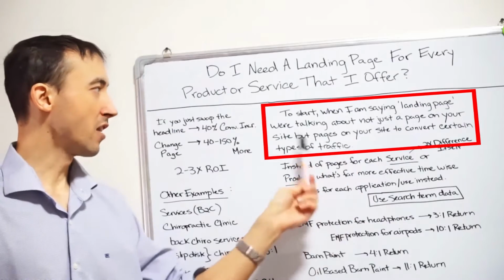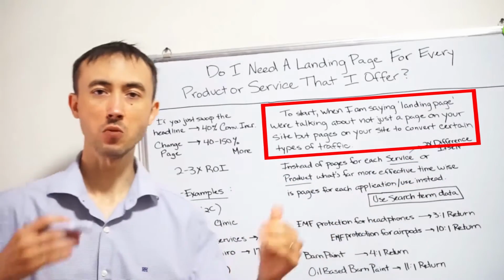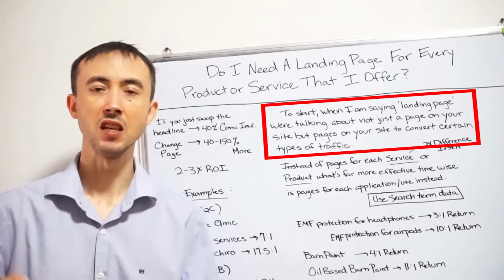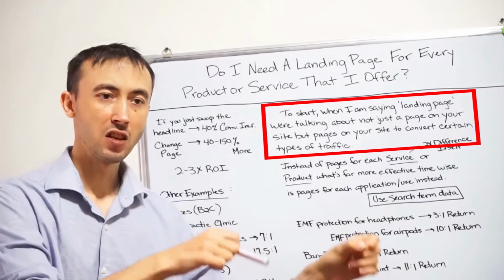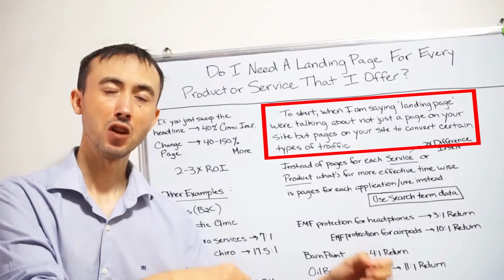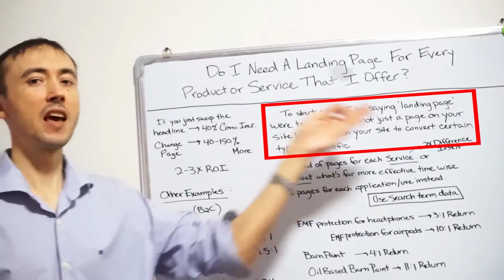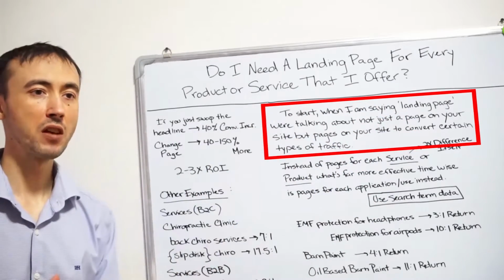So not just a page on your site, but the page to convert certain types of traffic. In this case, we're talking about PPC, how to make money with PPC, and taking a page that may already list information on your site about a particular service or product you have and enhancing it. So do you need a landing page on your site for every product or service?